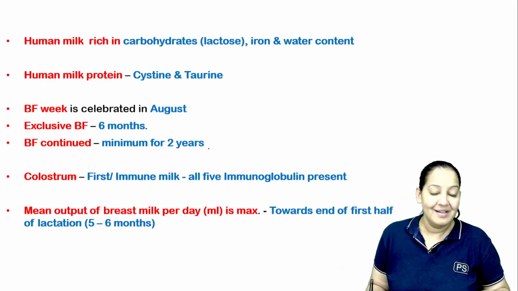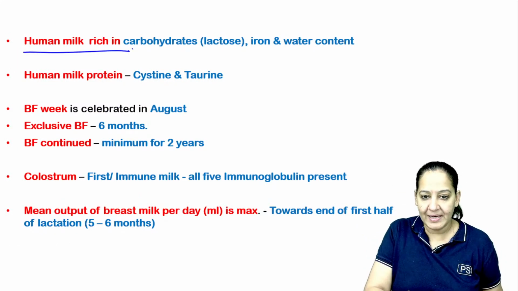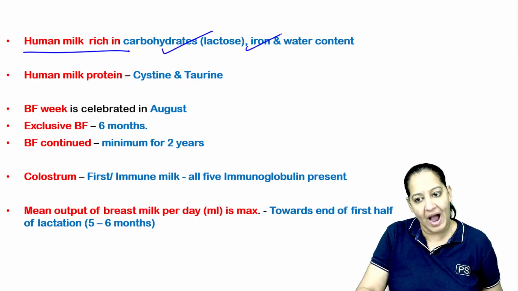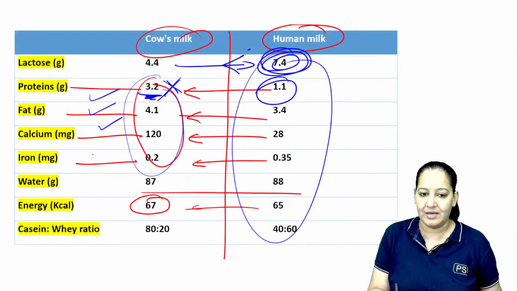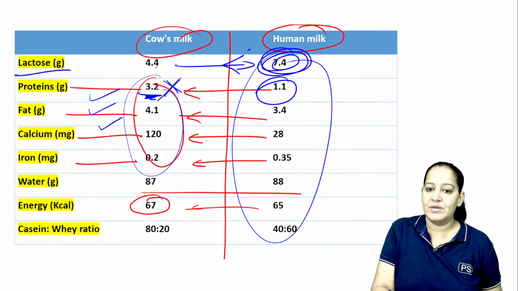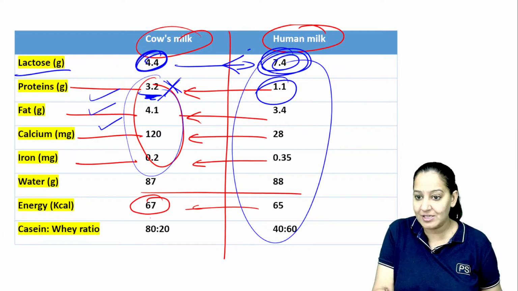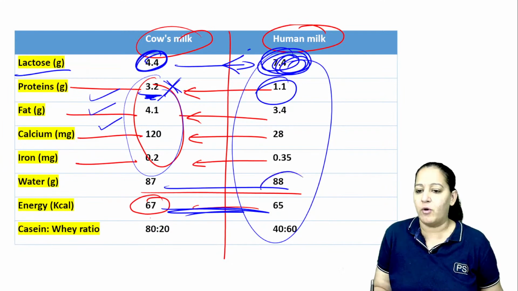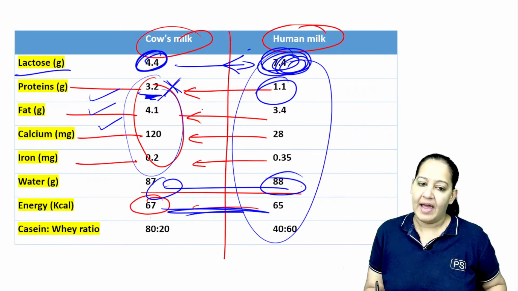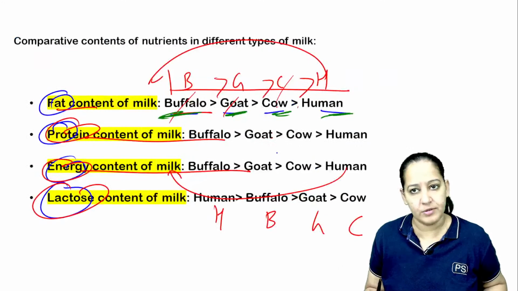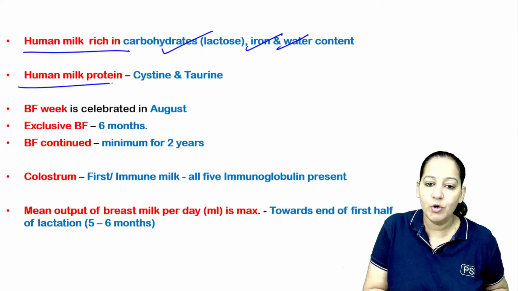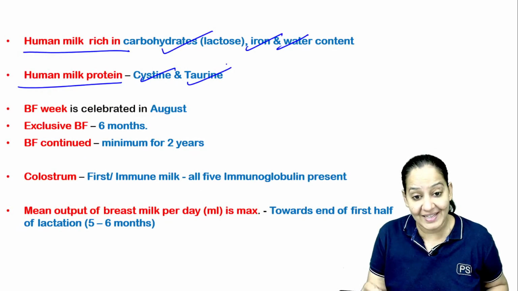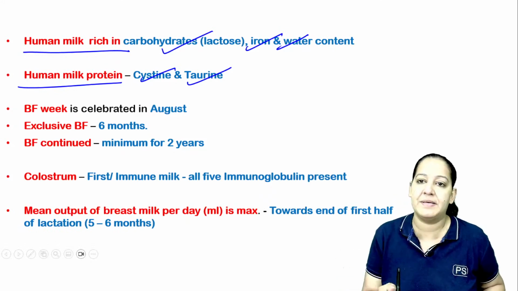Okay. So the next one, human milk is rich in carbohydrate. I told you, iron and water. You can see three things here. Human milk is rich in carbohydrate, that is lactose is more, and water is a little bit more, 87 versus 88, and iron is a little bit more. That's it. So the main one is lactose. Human milk protein is cysteine and taurine that can be digested by human babies.